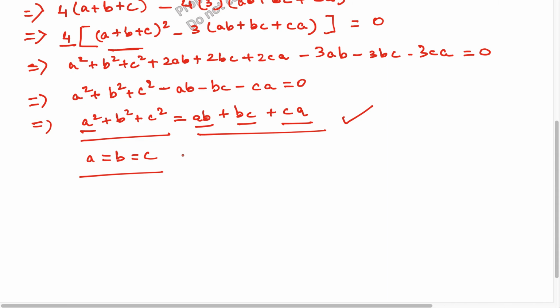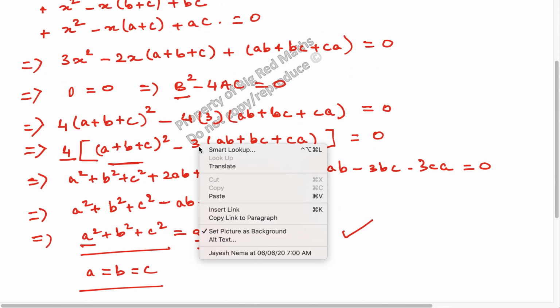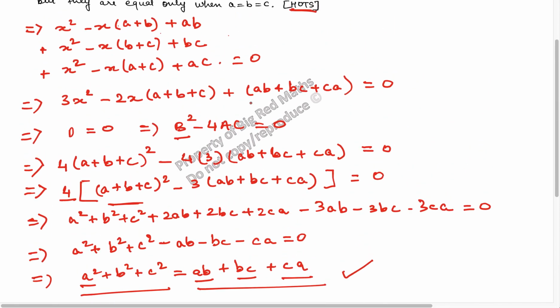So remember this: the two sides, LHS and RHS, are going to be equal only and only in this symmetrical condition, if a equal to b equal to c. And this is the solution, my dear friends.